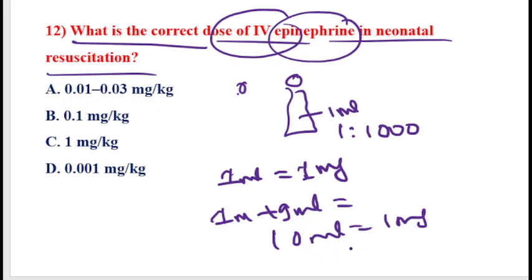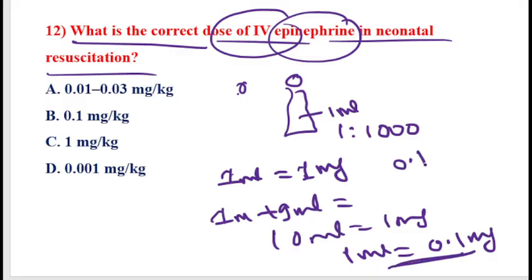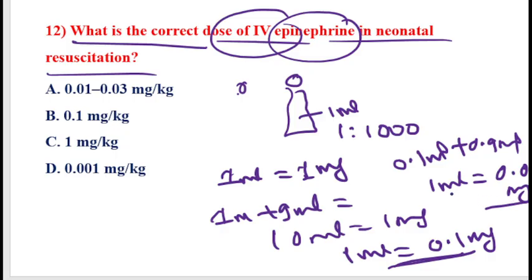Now 10 ml equals 1 mg, so 1 ml is equal to how much? It is 0.1 mg. From this we take only 0.1 ml, and again add 9.9 ml of distilled water or saline. So again it becomes 1 ml in total, and 1 ml is equal to 0.01 mg.